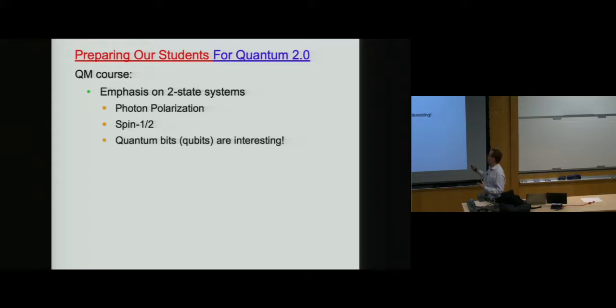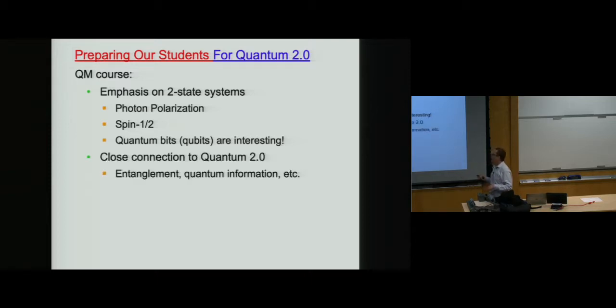And we can talk all about this. We're going to spend a lot of time talking about the behavior of really simple systems and elucidate a lot of important quantum mechanical principles. And they really connect well with this notion of quantum 2.0, and we can talk about entanglement and quantum information and computing and all this kind of stuff. And why not do this with the simplest systems that we know how to do?